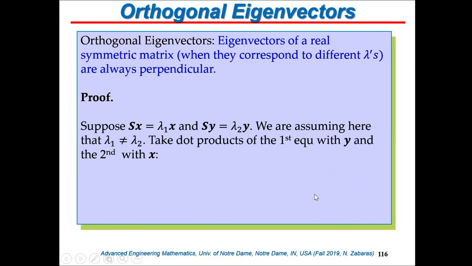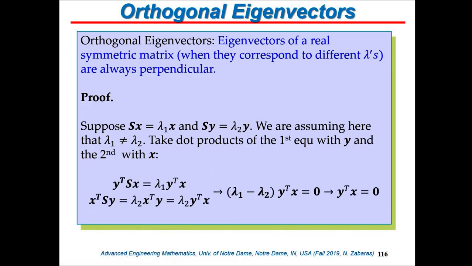And the proof is easy. Take an eigenvector x corresponding to lambda 1 and an eigenvector y corresponding to lambda 2. Multiply this equation with y transpose, multiply this equation with x transpose, and subtract the two equations. Effectively you get (lambda 1 minus lambda 2) y transpose x equal to 0. Because we're assuming the two eigenvalues to be different, the only way for this to be true is for y transpose x to equal 0, which means that y and x are orthogonal to each other.